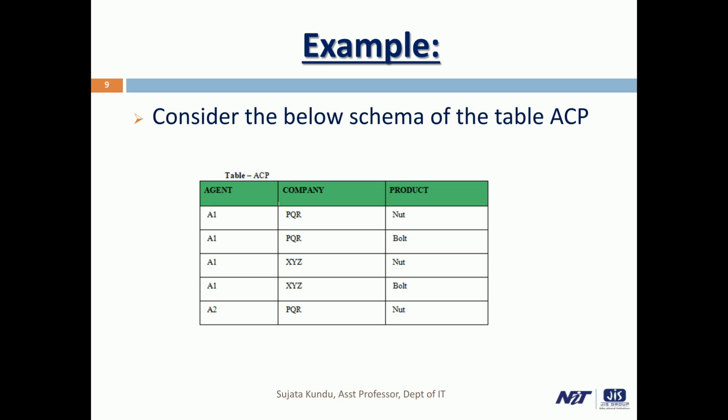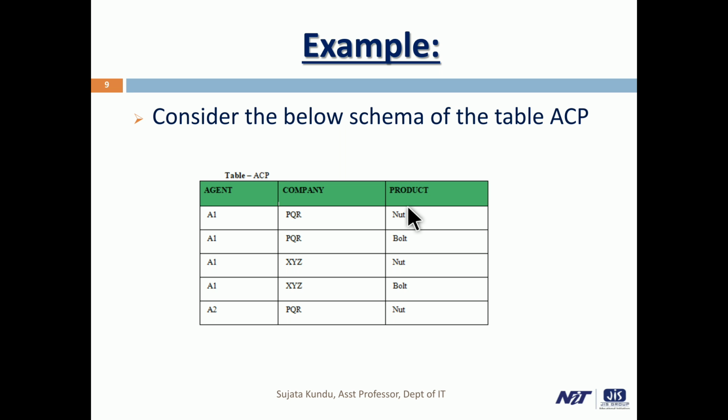Now we will explain an example. Consider the below schema of the table ACP, that is Agent Company Project. The name of the table I have given ACP because I have taken the attributes agent, company, and product. So the initials of all these attributes together, I have given the name of the table. So in this table we have three attributes: agent, company and product.